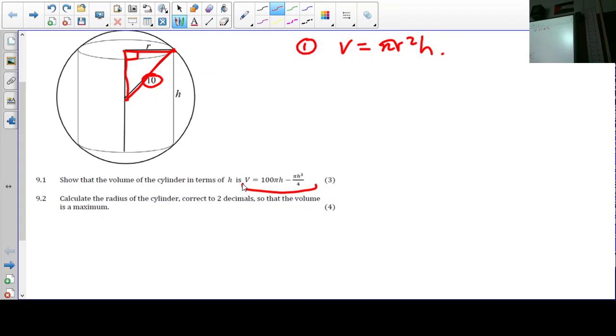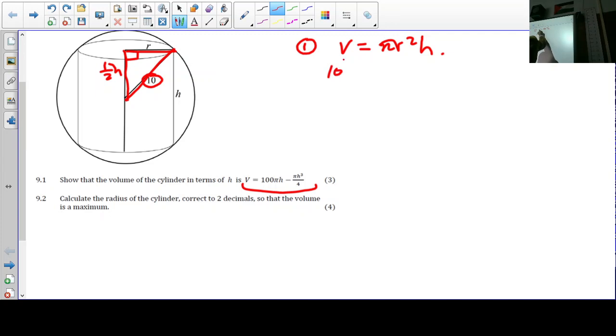Okay, in terms of h. So if this is going to be your h here, remember that your h here is going to be r of h. I think that is where the 4 comes in. So let's check if I'm right here.